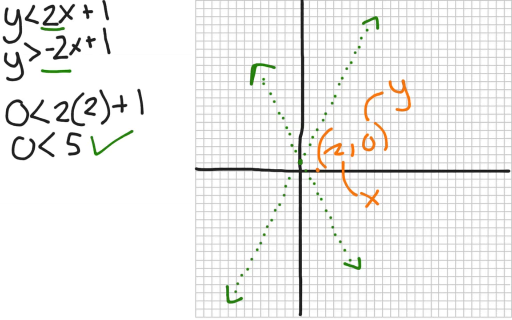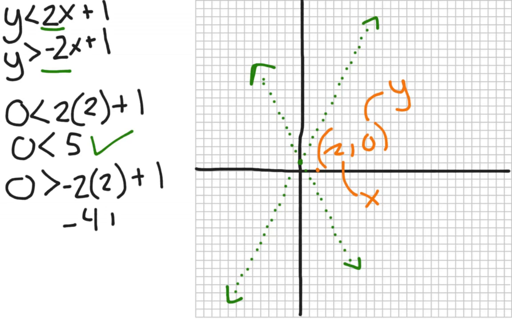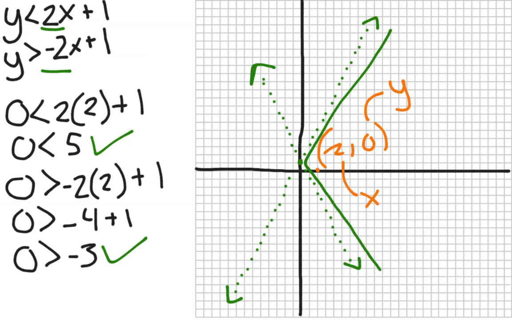Now we've got to substitute in the second one. They have to be true at the same time. So 0 is greater than -2 times 2 plus 1. Well, -2 times 2 is -4, plus 1. I end up with 0 is greater than -3. And 0 is greater than -3. So my second inequality works. What that means is that this whole region is a solution.